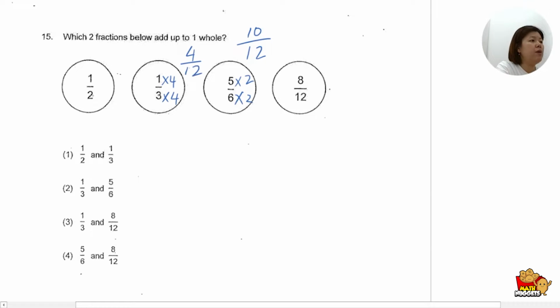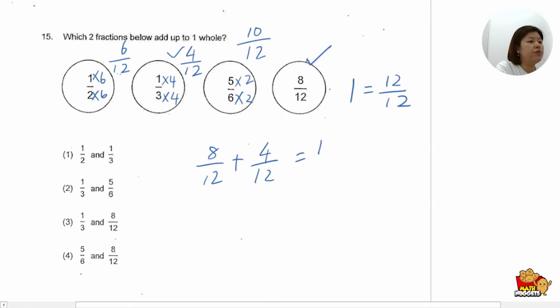4 over 12. So from here, in order to get one whole, it's actually equal to 12 over 12. So from here, I can pick 8 and 4 to give me 12 over 12. So the answer is 1/3 and 8/12, number 3.